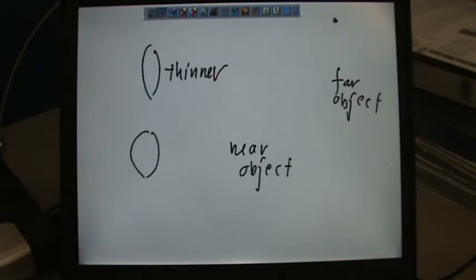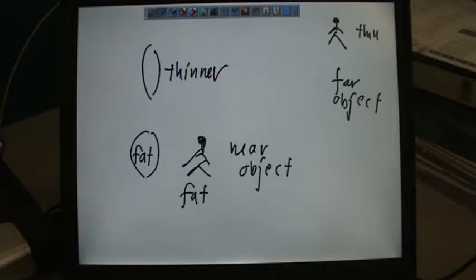You just look at me, Mr. Ng. From afar you see me as a very thin person, so your lens is very thin. But if you look at me nearer, I'm actually quite fat, so your lens will also become fat.